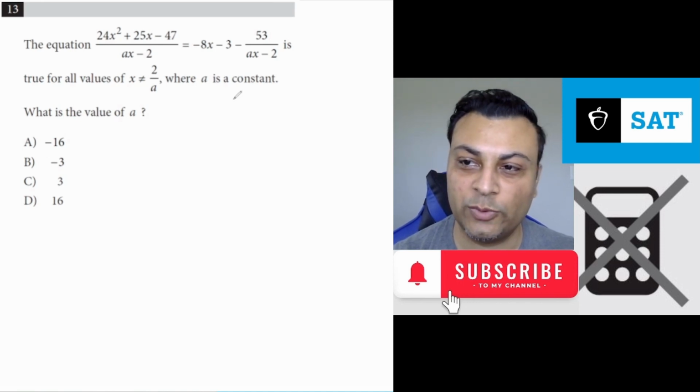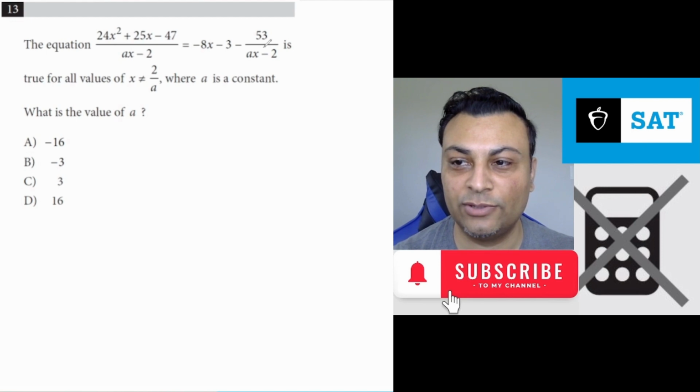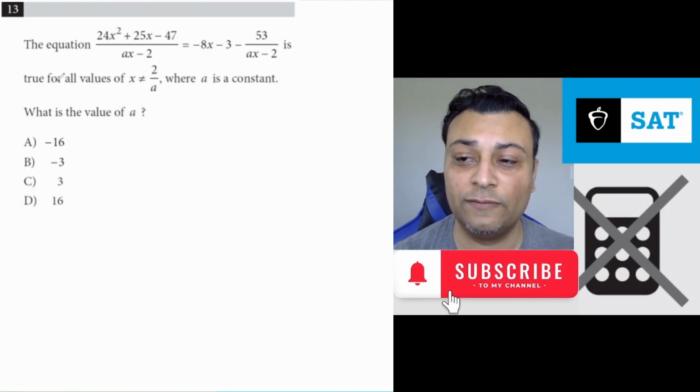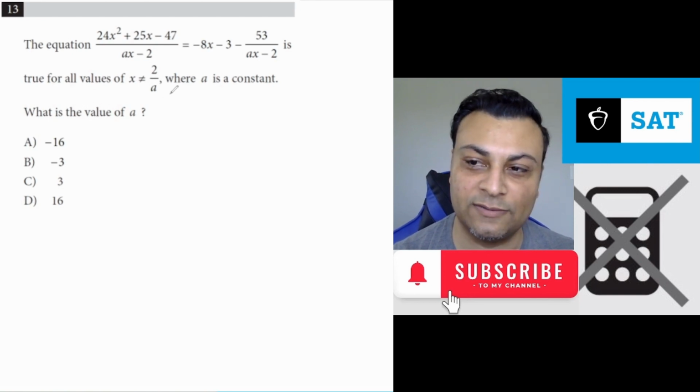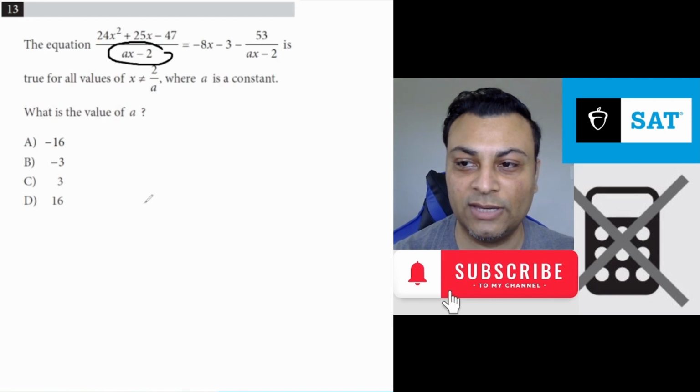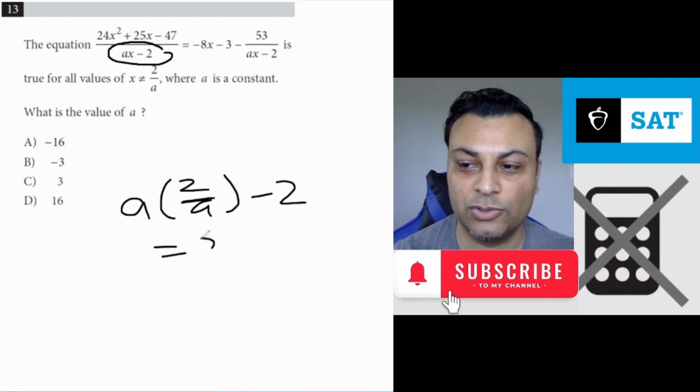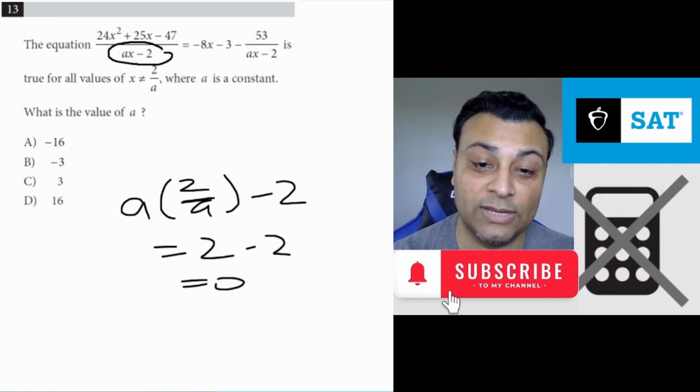Question 13. The equation that equals negative 8x minus 3 minus 53 over ax minus 2 is true for all values of x where it's not 2 over a. And the only reason they provide that is because if x were 2 over a, this comes out to 0. You would have a times 2 over a minus 2, which is 2 minus 2, which is 0. So then you would have undefined.